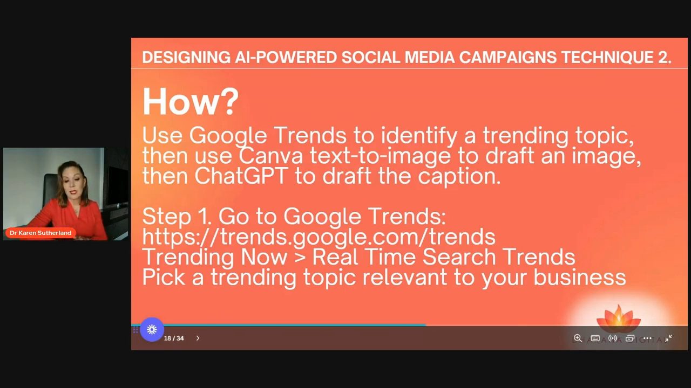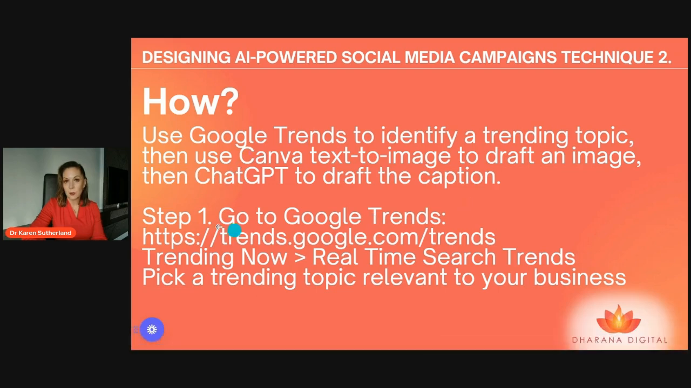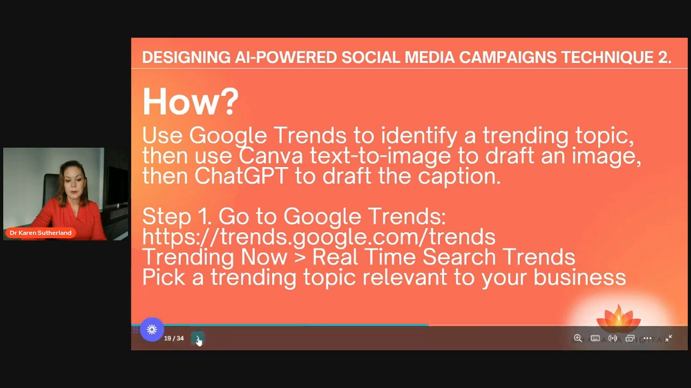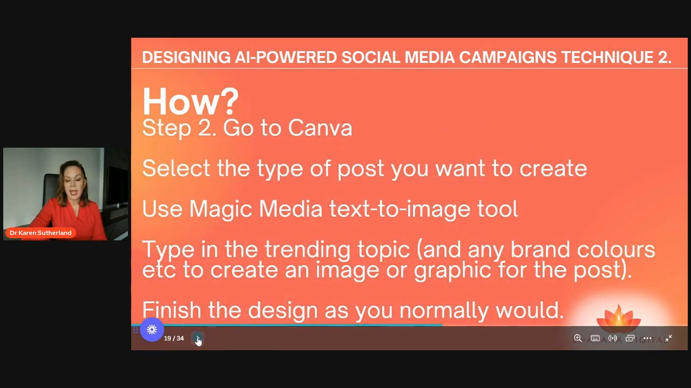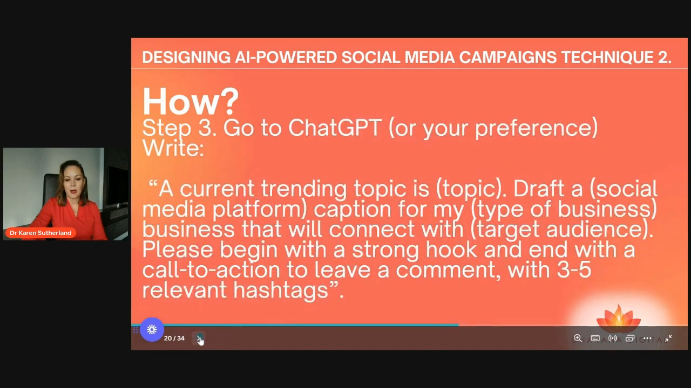So we're going to have a look at that. First of all, we're going to Google Trends to find a topic that people are posting about. Then we're going to go to Canva and use their Magic Media text to image tool to create a visual to use on social media. And after that, we're going to go to ChatGPT and create a post based on that particular topic. Let's go now to Google Trends.